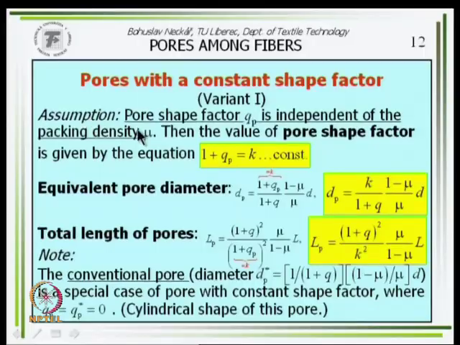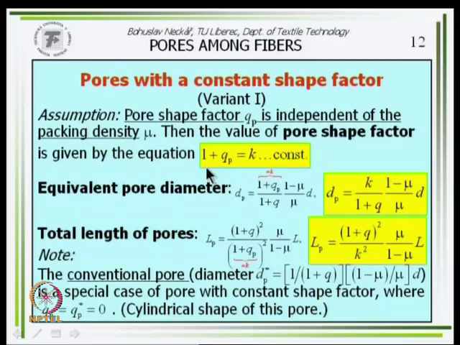Variant 1 is based on the assumption that the pore shape factor QP is independent of the packing density mu. It means when I pressure a material, the dimensions of the pores will be smaller and smaller, but the shape, the character of the shape, stays the same. It's a rough idea. Okay.